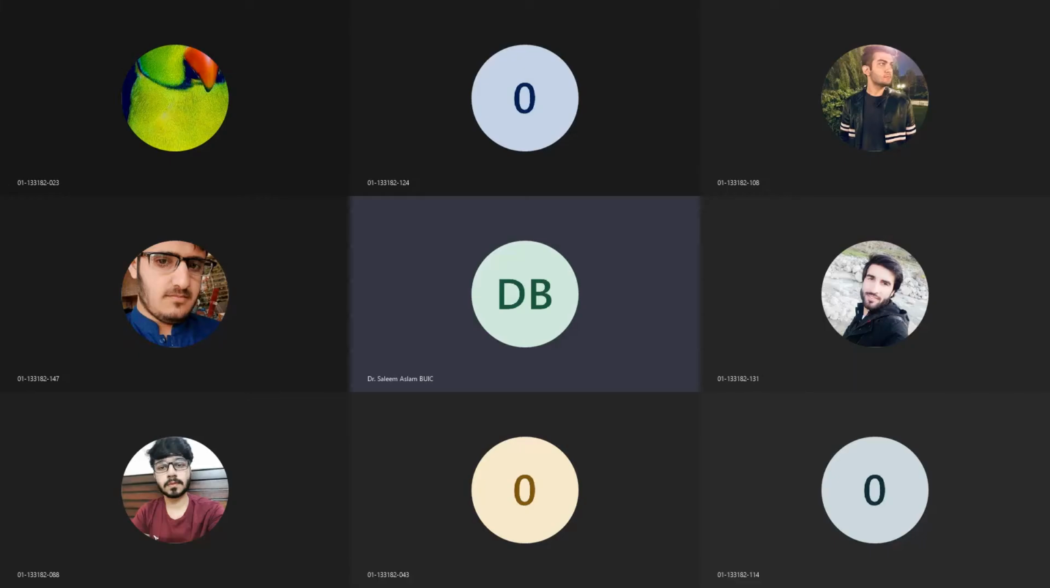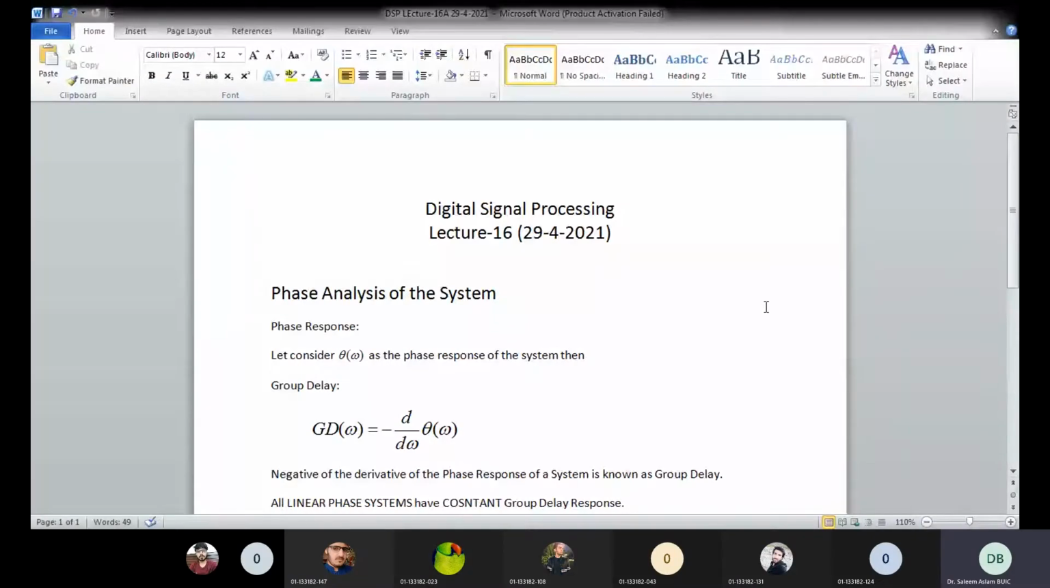Course Spring 2021. In lecture number 15, we were discussing the phase analysis of a system, and we defined a group delay quantity. And we said that if the phase response of a system is linear, then we have no phase distortion, and this is the ideal situation for me. And all FIR systems have a linear phase response, and a linear phase response means that their group delay must be a constant, right?